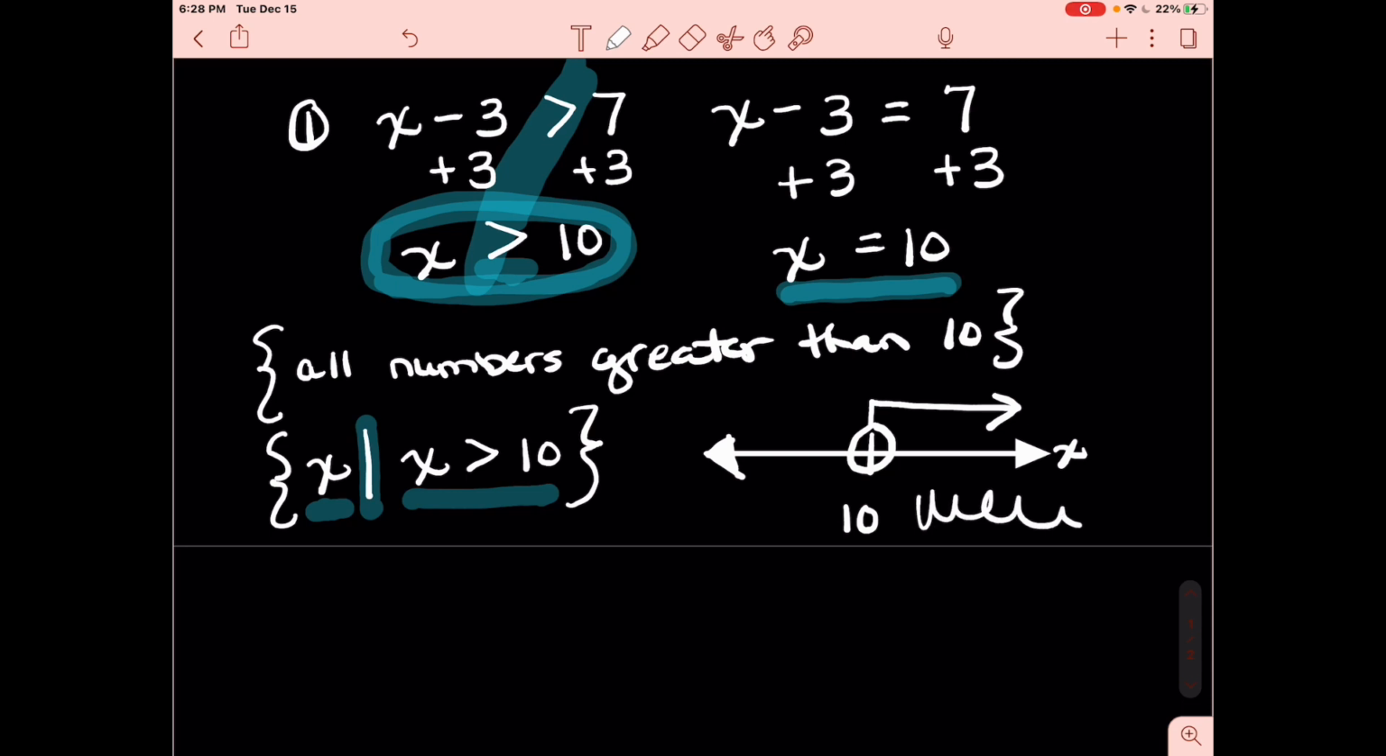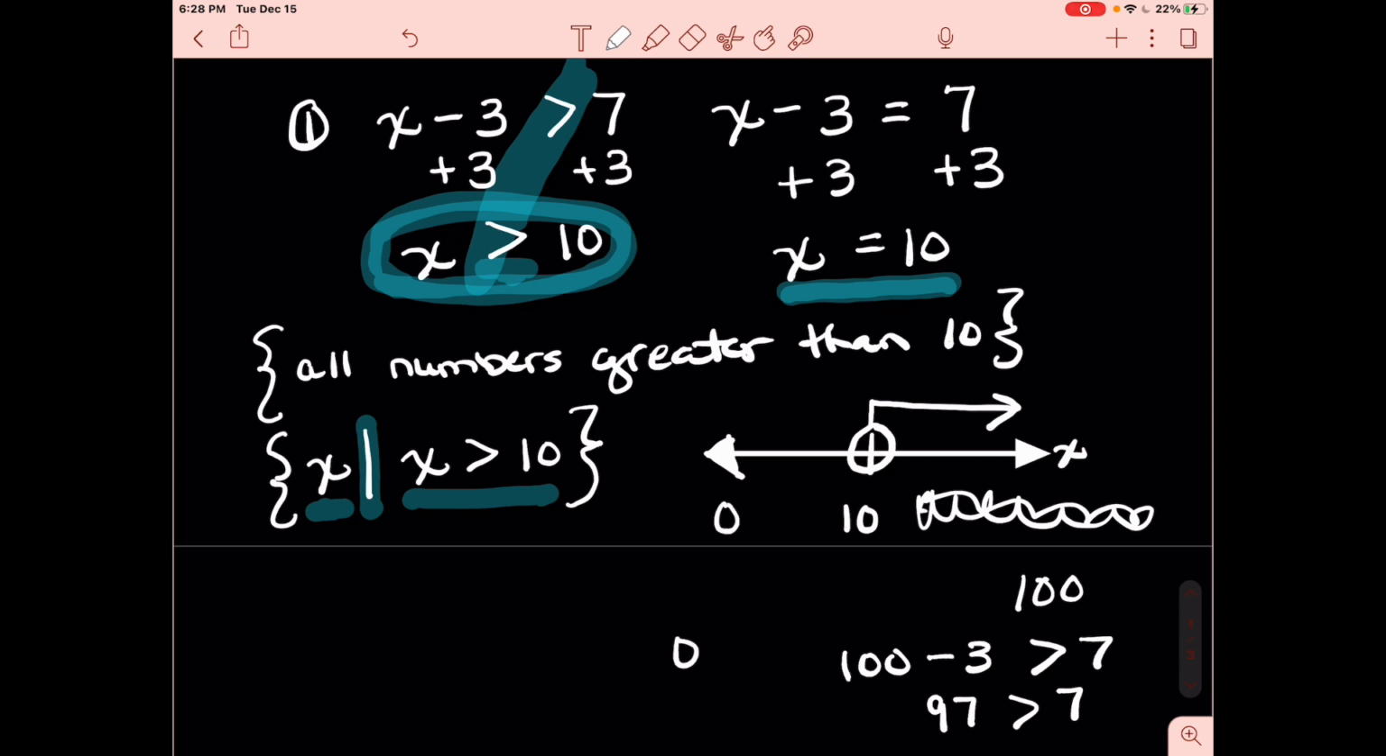All of the numbers out here are numbers that work in this equation. Let's pick one. Let's say 100. 100 minus 3 is greater than 7. Well, yeah, it is. 97 is greater than 7. So that's true. And numbers out here don't work. So let's say we pick 0. 0 minus 3 is not greater than 7.